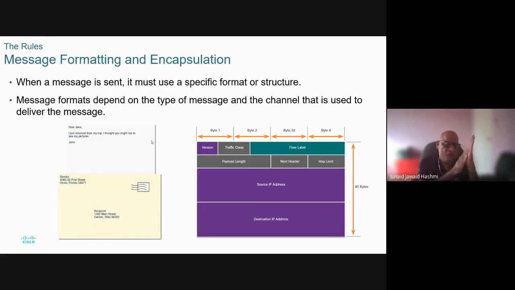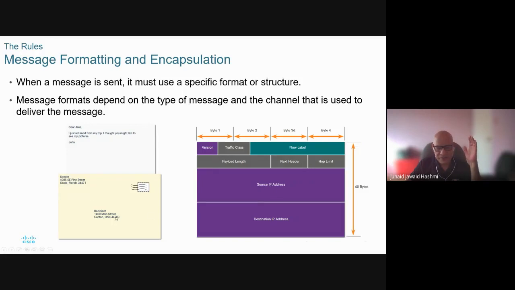So format also is important, just like a letter. What happens when you send a letter? There's a format, or a rule that you have to follow. The recipient's name should be in the middle, and the information of the sender should be on the top left corner.